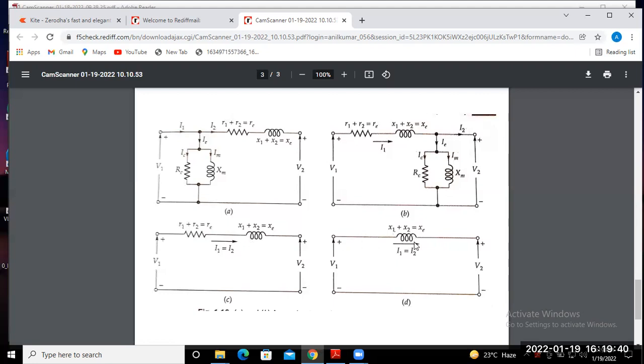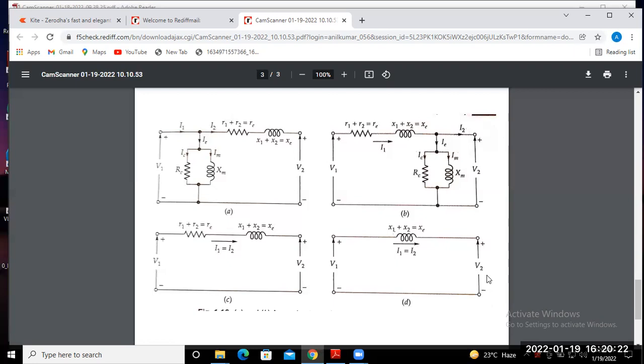That means only the equivalent leakage reactance of the transformer, X1 plus X2 dash, remains, and I1 equals I2 here. This is the primary voltage of the transformer, V1, and this is the secondary terminal voltage referred to the primary side. This is the simplified form of the transformer. Parameters may be referred to either the primary side or the secondary side, and we can easily calculate other parameters and analyze the transformer performance. So this is all about the equivalent circuit of the transformer.